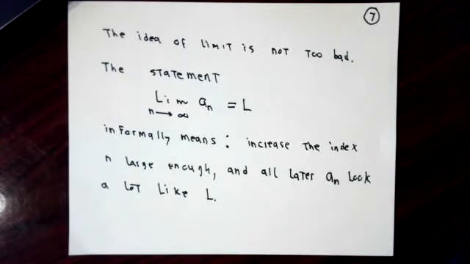When I say limit as n tends to infinity, a sub n equals L, informally that means that by making the n big enough, all a sub n's further down the list resemble L. This is an extremely informal way of putting this. This is where we'll start though.